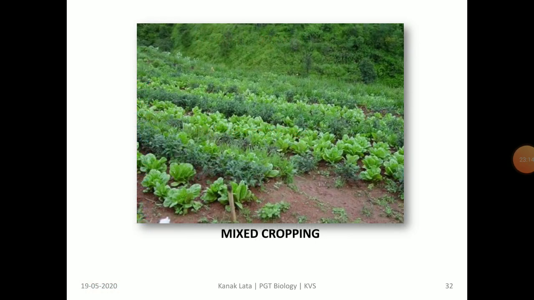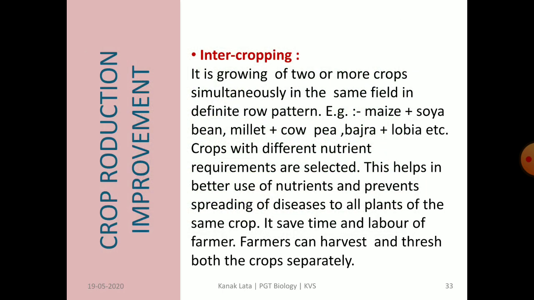The given figure is about mixed cropping. Here you can observe two different types of crops are grown in one field. Next one is intercropping. Here two or more crops are grown simultaneously in the same field, but in a definite row pattern. Example of intercropping are maize and soybean, millet and cowpea, bajra and lobia, etc.